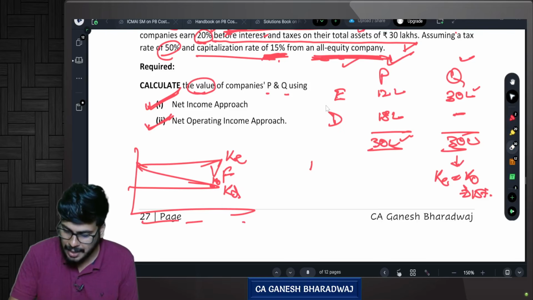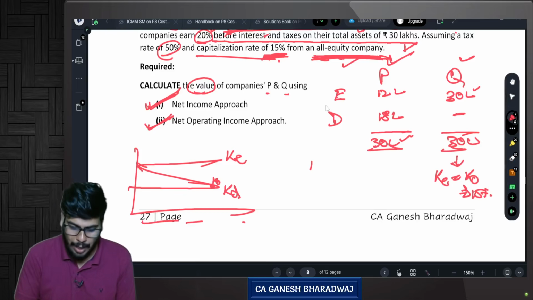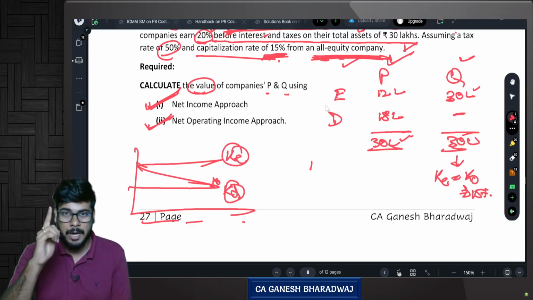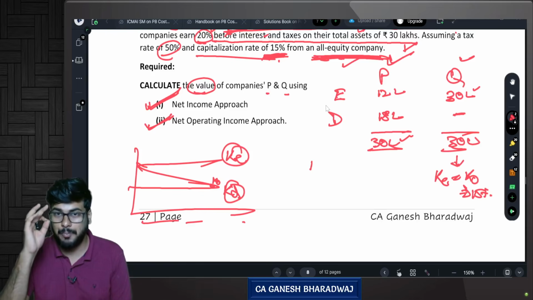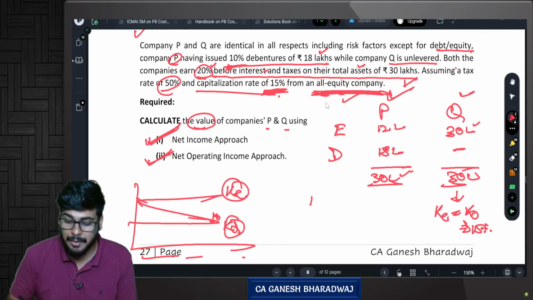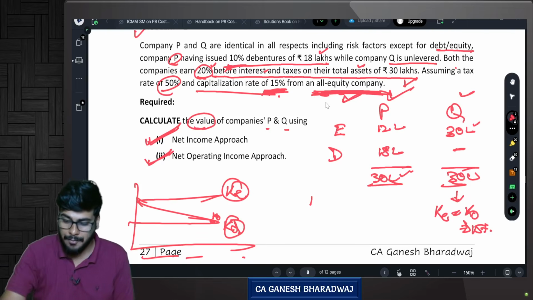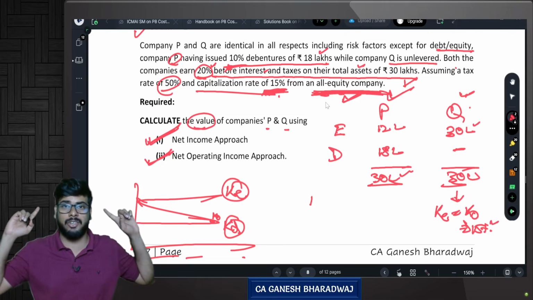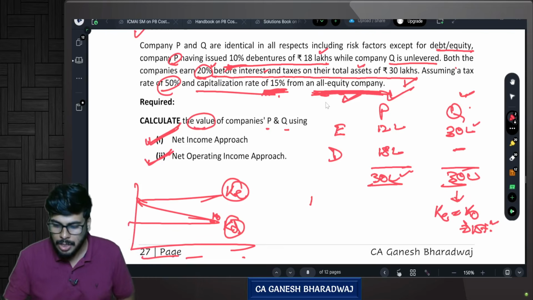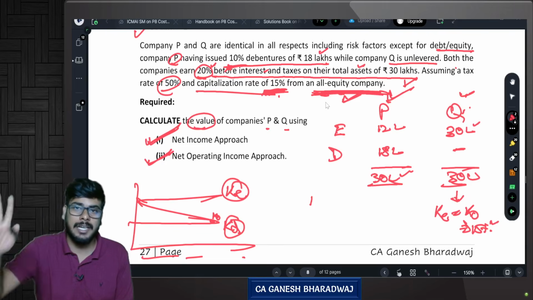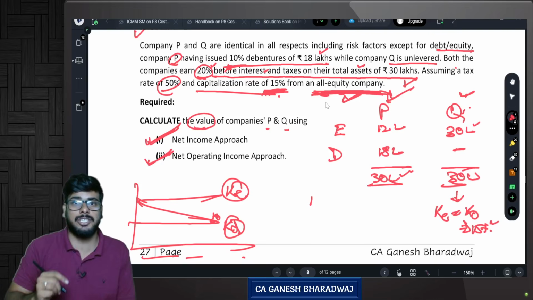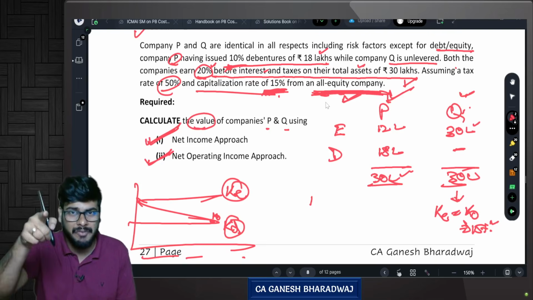So if I increase my proportion of debt in my capital structure, what happens? KD will not change, KE will not change, KO alone will change. Correct, guys? Yes. Now look at this, how beautifully we can interpret. They have given for the all equity entity, for Q Limited, KE is 15%. Guys, yes or not? Now, P and Q Limited are identical companies. The only change is their capital structure. Correct?